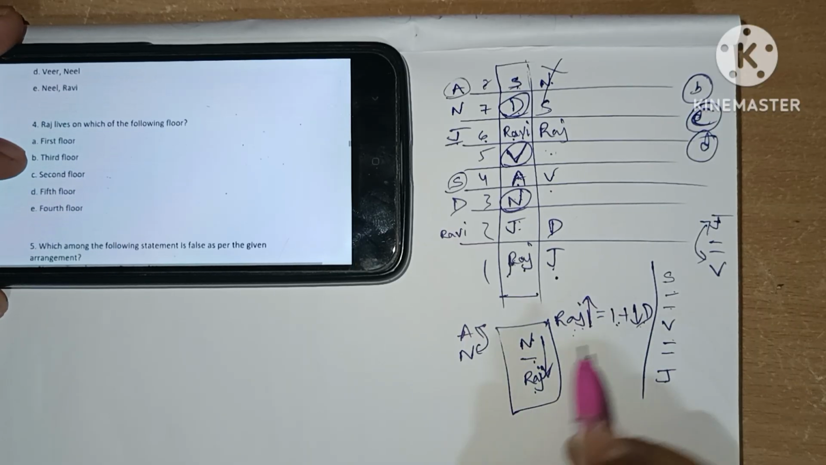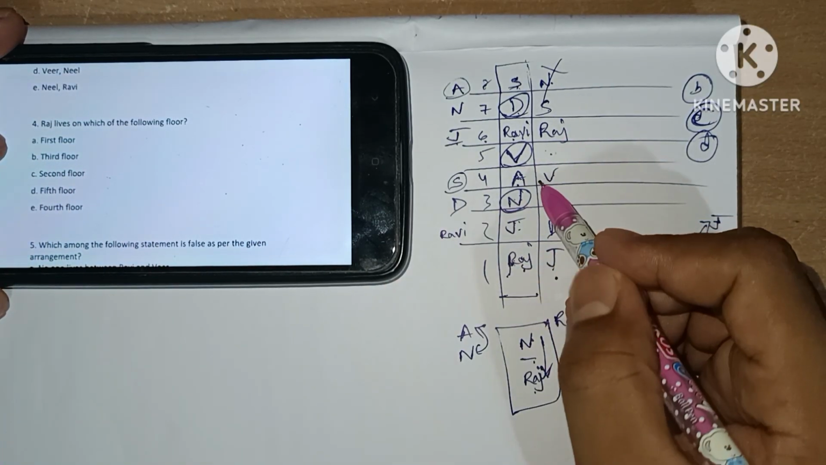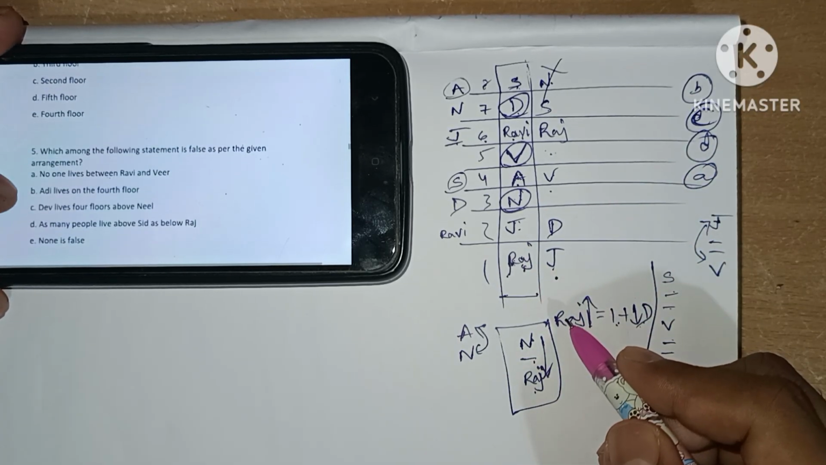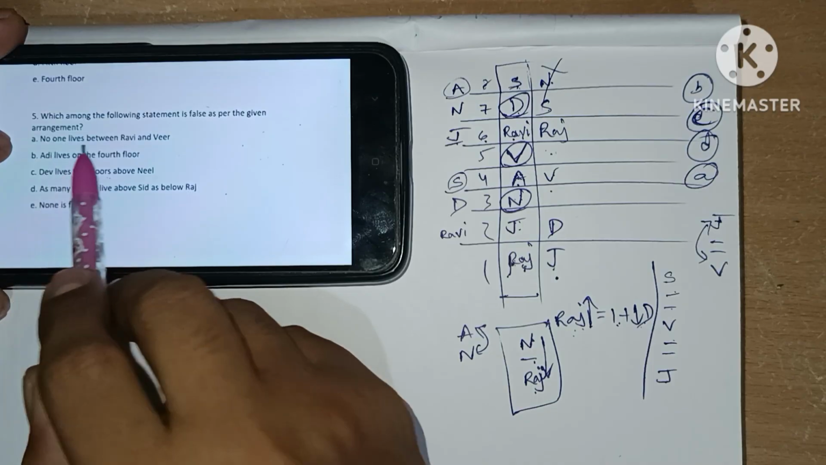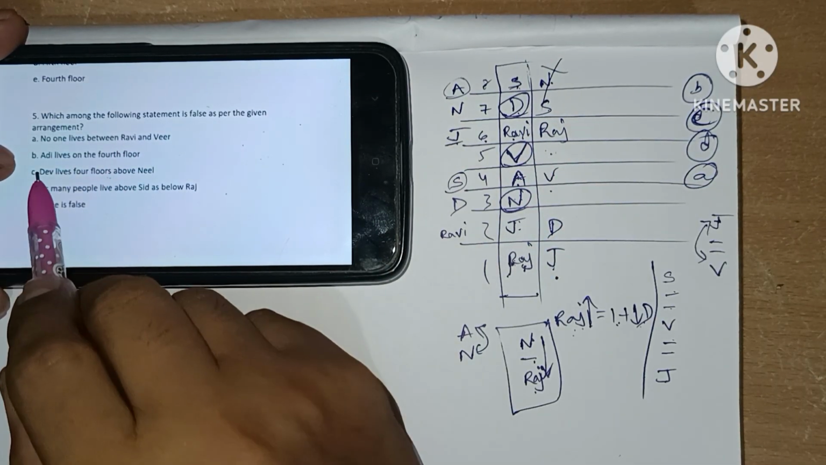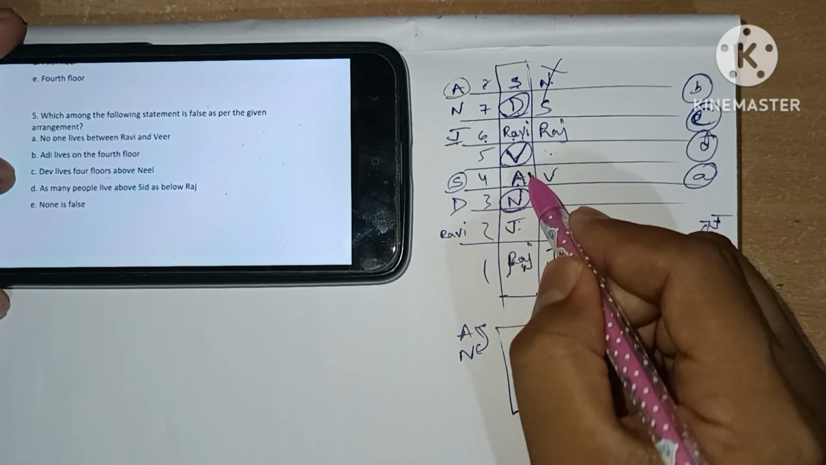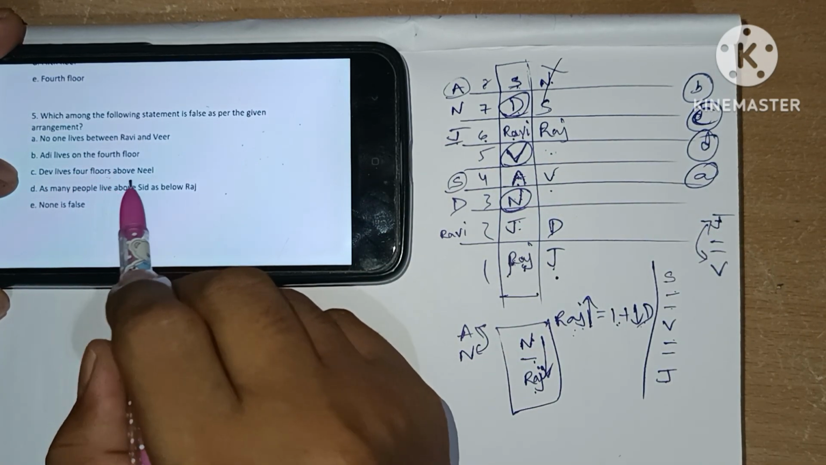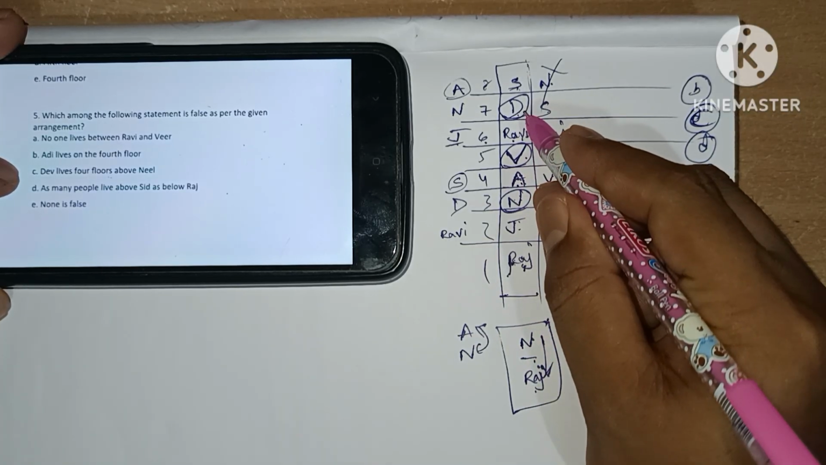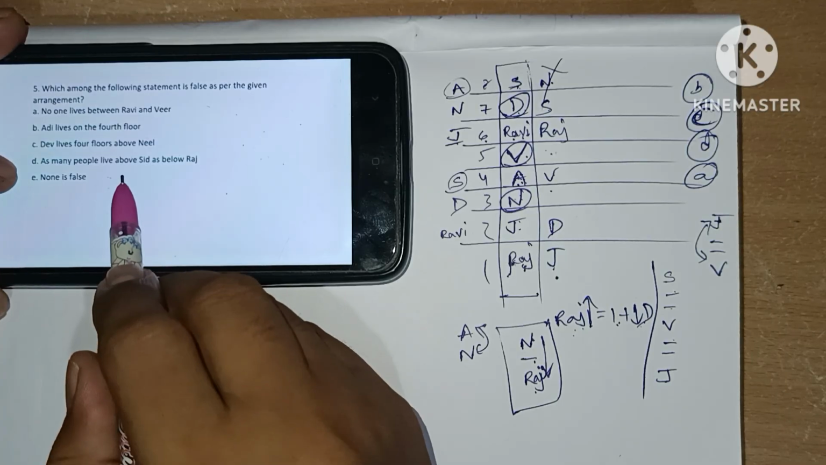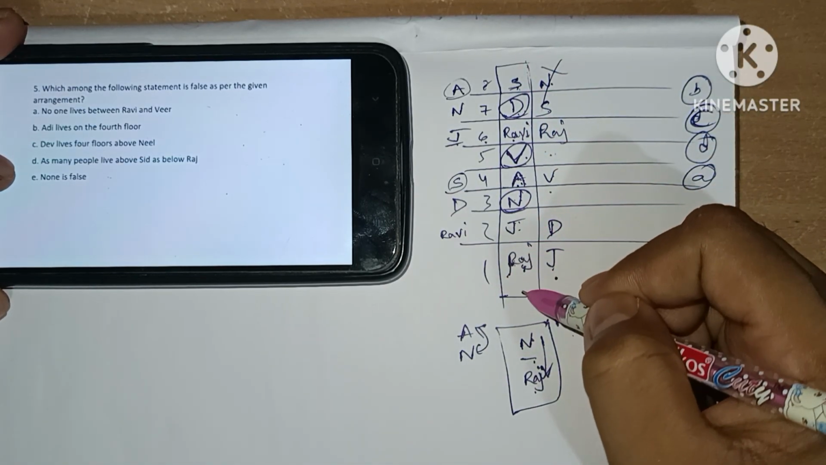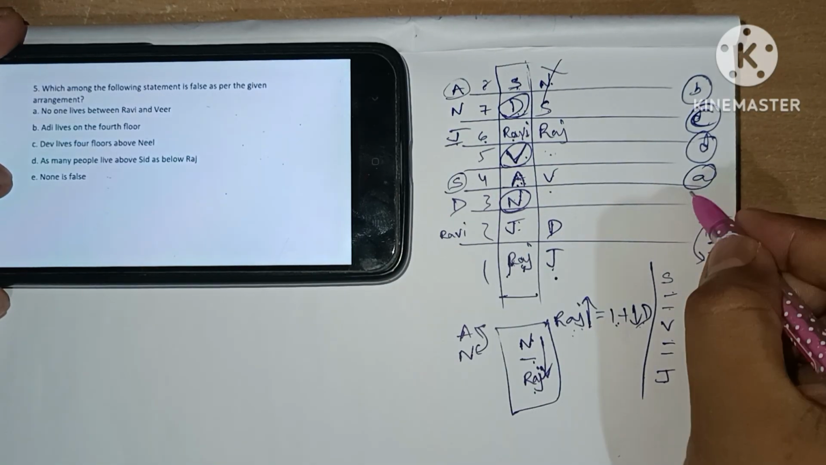Next one. Raj lives on which of the following floors? Raj lives on floor number 1, first floor, option A. Next, fifth question. Which of the following statements is false? No one lives between Ravi and Veer. Yes, it is true. Adi lives on the fourth floor. It is also true. Dev lives 4 floors above Neil. 1, 2, 3, 4. It is also true. As many people live above Sid as below, or above Sid below Raj. It is also true. So none is false is our answer, option E.